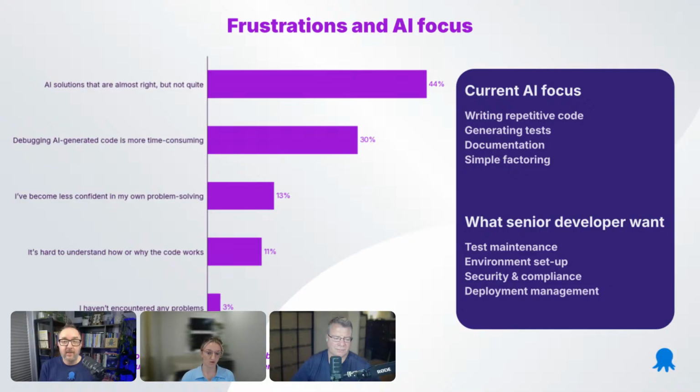And that is what many people are using AI for, but that is what it should be used for at the moment. What developers actually want is help with test maintenance, environment setup, security and compliance issues, and deployment management, which... hey, I know a company that does that.